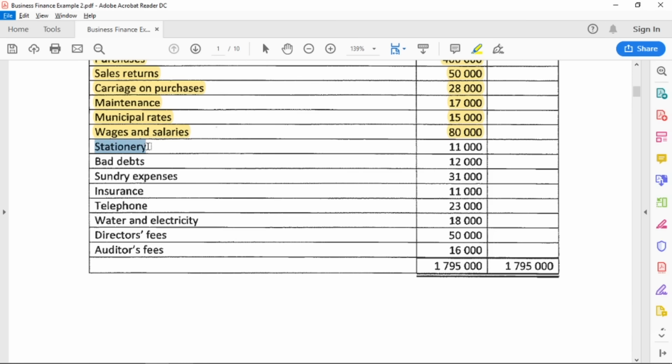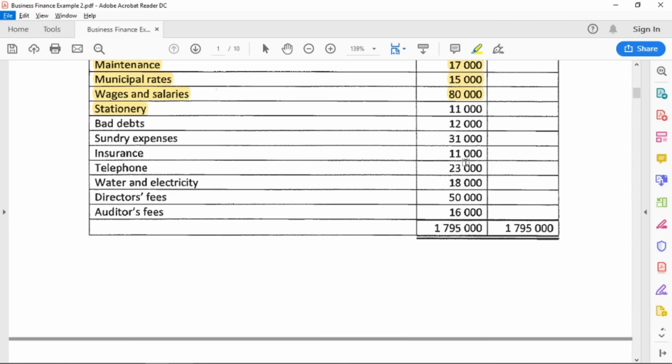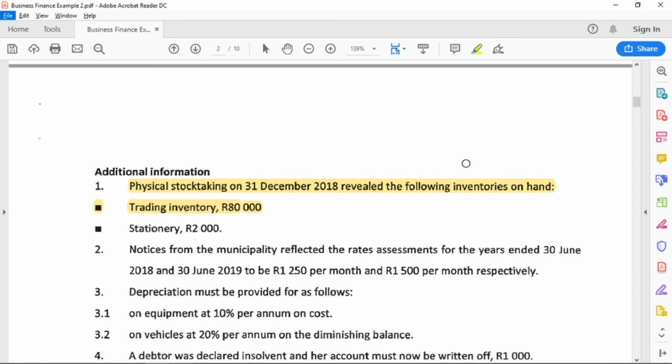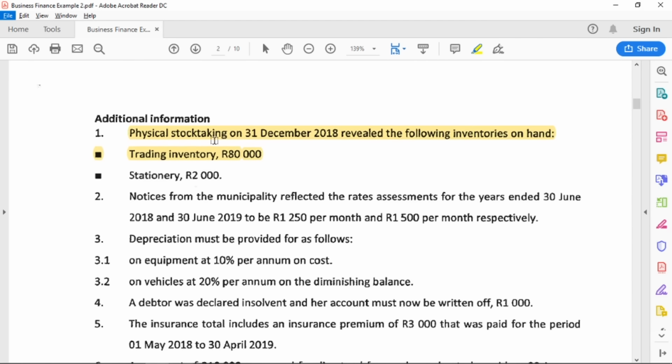We are told that our stationery is 11,000 Rand, and we know that stationery is an expense. And then let's go to additional information. Here, point number 1, we are told physical stock taking on the 31st of December revealed the following inventories on hand, and we are given stationery of 2,000 Rand.